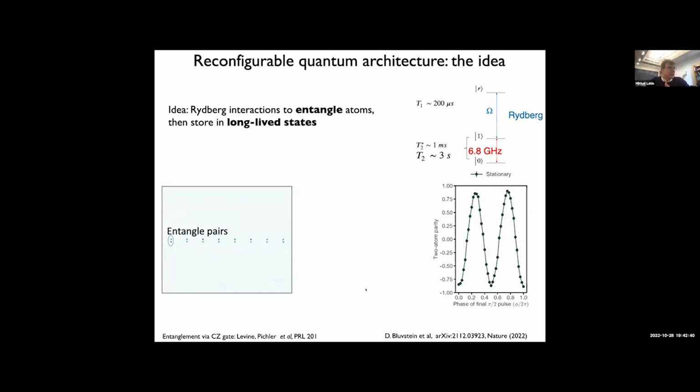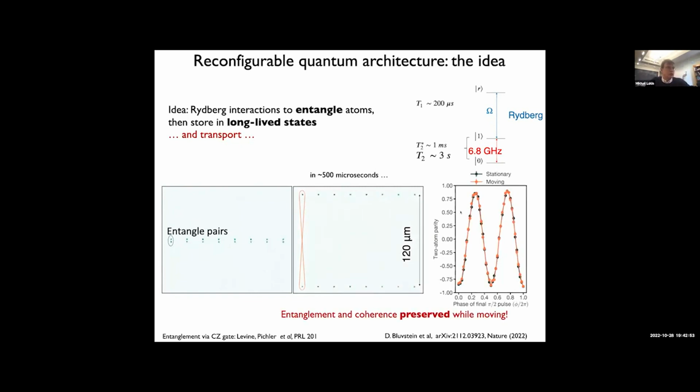But instead of just measuring in situ, what you could do is take these entangled pairs and move them apart from each other, and then check the entanglement again. And actually, what you see here is that the entanglement has been completely preserved. So coherence and entanglement are perfectly preserved in this case.